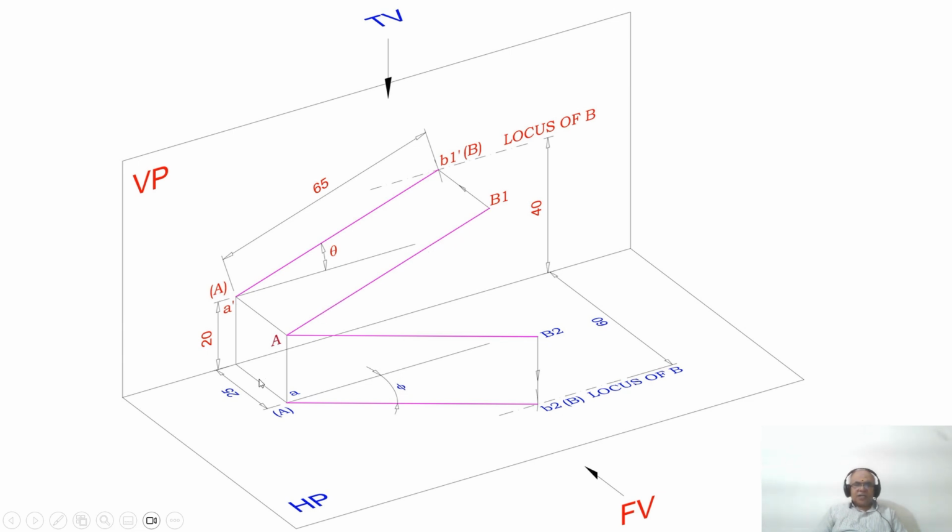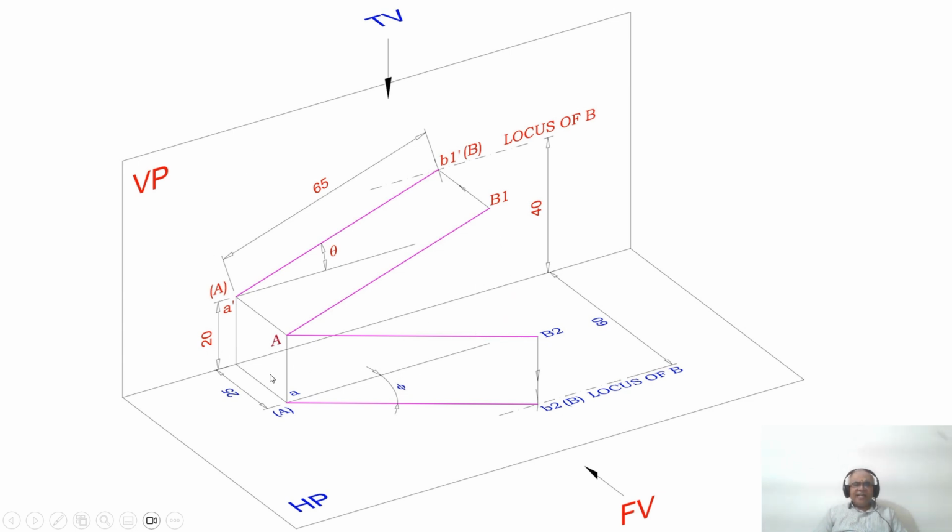Similarly, you know that the true length is the same both in the front view as well as in the top view. So we have considered the point A, which is above HP and in front of VP by 25 mm, in the top view. And what about the point B1? B1 is going to be above HP by 40 mm.